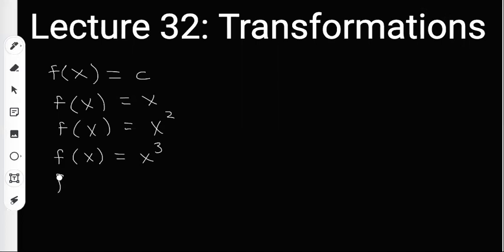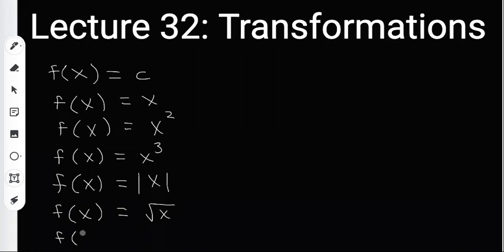And then, of course, we can keep on going up by exponent, but we do want to move on to the 6 others. The next one that we talked about was the absolute value function. Absolute value is going to be absolute value of x. All right, so that's absolute value. And we also talked about the square root function, which is just the square root of x. And then from there, we went from square root to cube root. So this is going to be the cube root function. F of x equals the cube root of x.